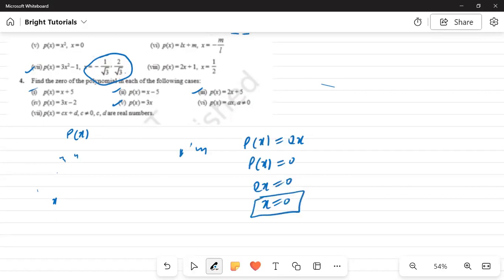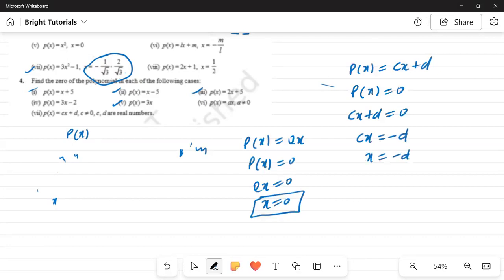I am doing the last question, that is part number 7. In part number 7, p(x) is equal to cx plus d is given and we have to find the zero of this polynomial. We will put p(x) equal to 0, cx plus d is equal to 0. So cx is equal to minus d and x equal to minus d by c is the zero of this polynomial. So in this way, we will find the zeros of the polynomial. How will we find it? We will put that polynomial equal to 0. Whatever value of x comes out, that value will be the zero of this polynomial. So in this way, this exercise number 2.2 will be over. In our next class, we will do exercise number 3.3.